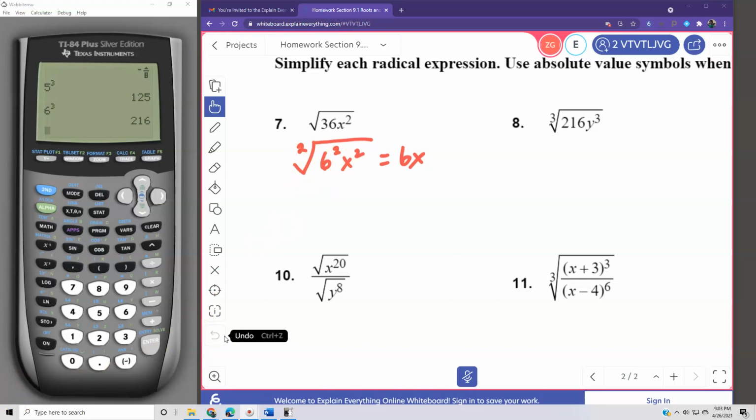Number 8, we have 216, which we did. If you look at our calculator, we've already done it. So I'm going to rewrite this a different color. We have a cube root, and we want to write everything in terms of powers of 3. So we have 6 raised to the third power, y to the third power, so that's fine. So remember the index, which is the root. The cube root of 6 to the third is going to be 6. And then the cube root of y to the third is going to be y. So when you get the cube root of 216 y to the third, it's going to be 6y.